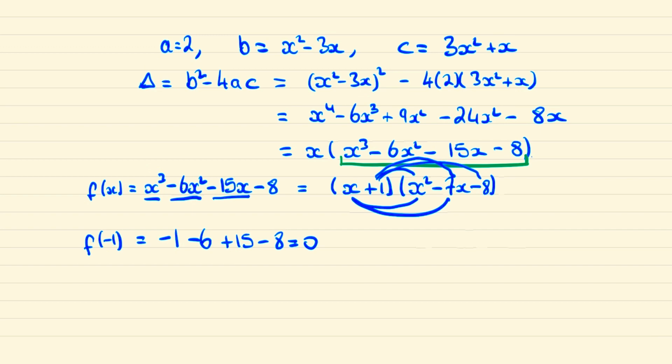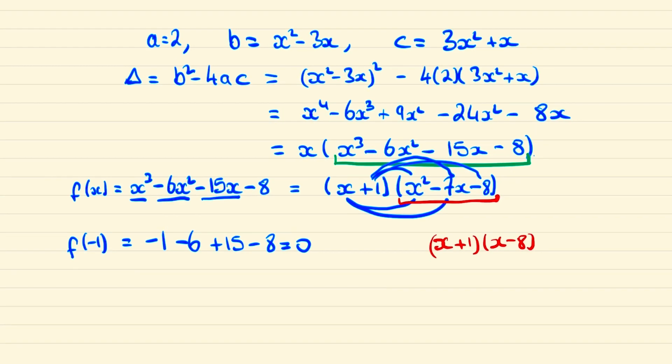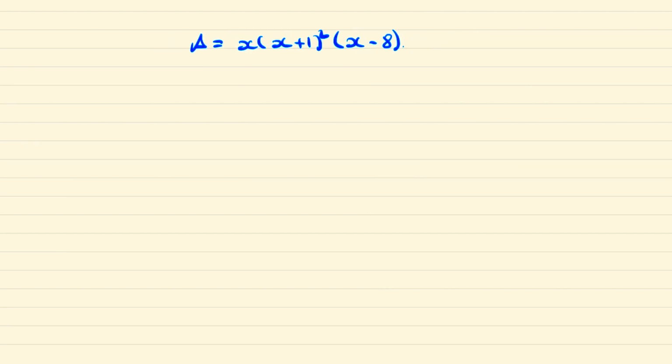And now we can realize that this quadratic equation here factorizes as x plus 1 multiplied by x minus 8. And so in total, our discriminant is equal to x multiplied by x plus 1 squared times x minus 8. Now recall that we're looking for values such that the discriminant is equal to a square number, but that includes 0. So immediately we can have x equal to 0, x equal to minus 1, or x equal to 8. And we can ignore x equal to 0 since the question has told us to find non-zero integers.